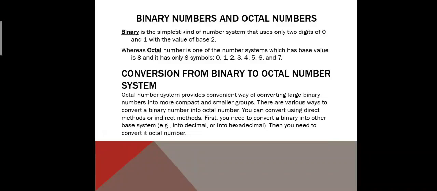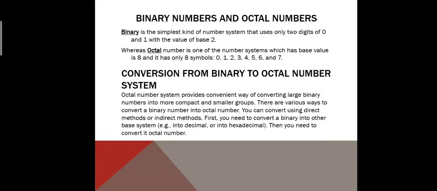Conversion from binary to octal number system. Octal number system provides a convenient way of converting large binary numbers into more compact and smaller groups. There are various ways to convert a binary number into octal number. You can convert using direct methods or indirect methods. First, you need to convert a binary into another base system, for example, into decimal or into hexadecimal. Then you need to convert it to octal number.